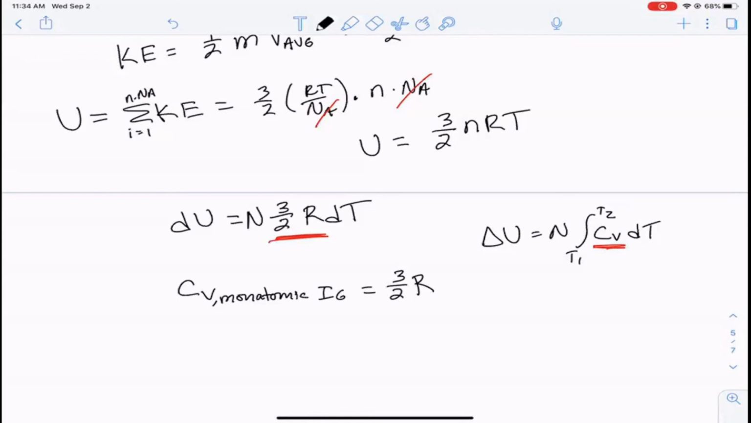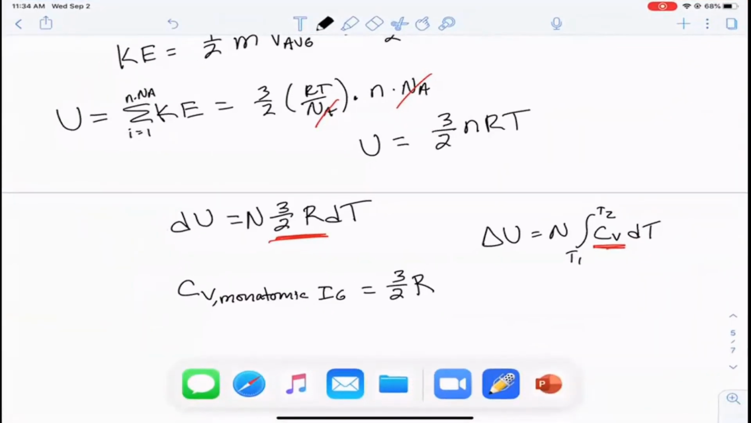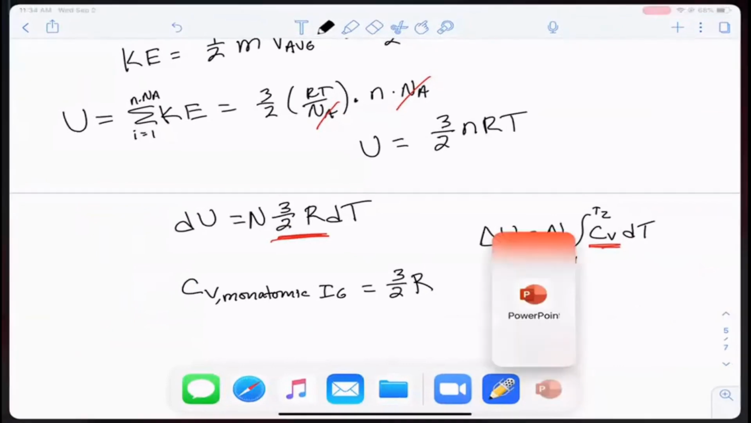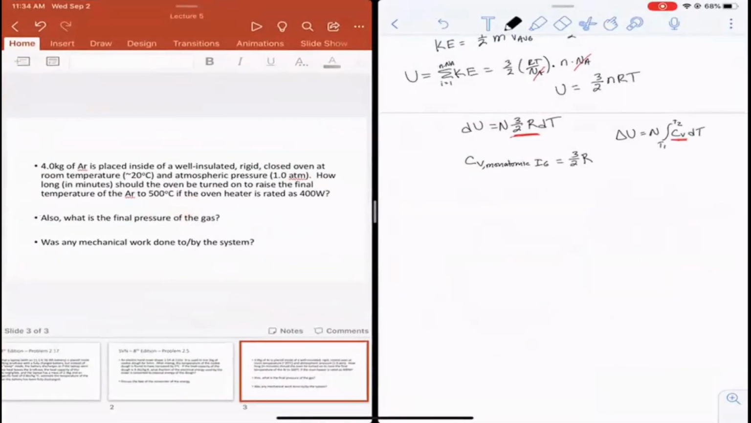And we actually will solve the first one right now. So let me get this back up here. All right, so our next example problem that we're going to solve says that 4 kilograms of argon, which of course is a monatomic ideal gas, is placed inside of a well-insulated, rigid, closed oven at room temperature and atmospheric pressure. How long in minutes should the oven be turned on to raise the final temperature of the argon to 500 degrees C if the oven heater is rated at 400 watts?